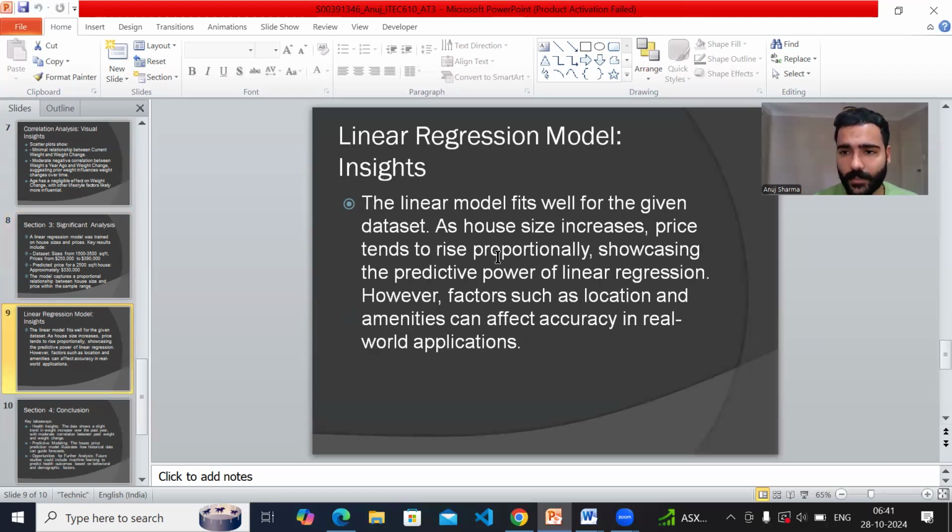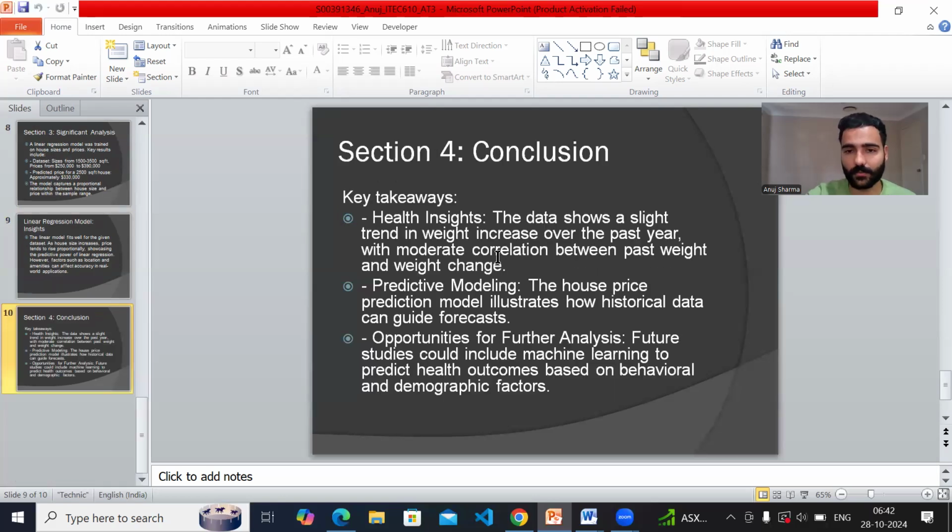In the linear regression model insights, the linear model fits well with the given dataset. As house size increases, the price tends to rise proportionally, showcasing the predictive power of linear regression. However, factors such as location and amenities can affect accuracy in real-world applications.